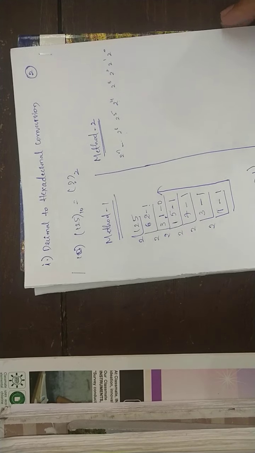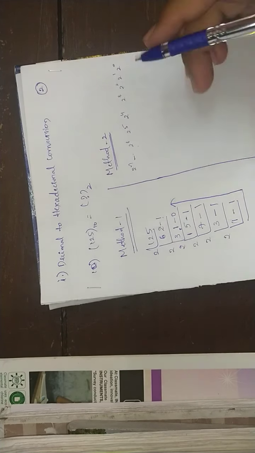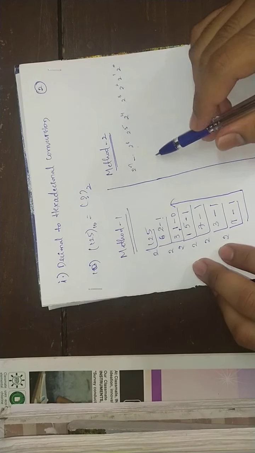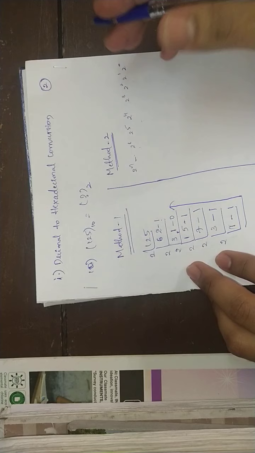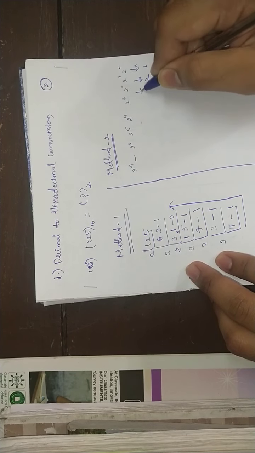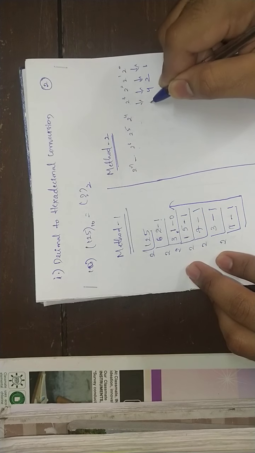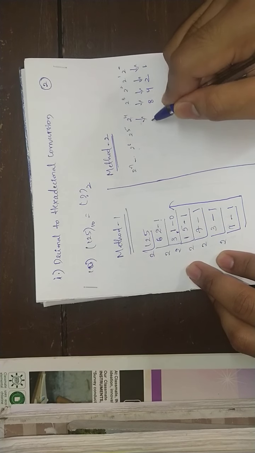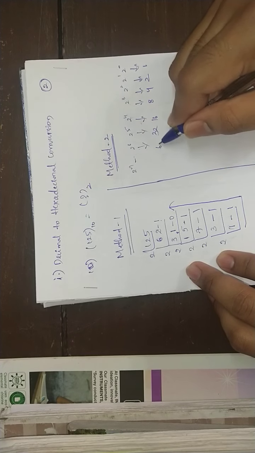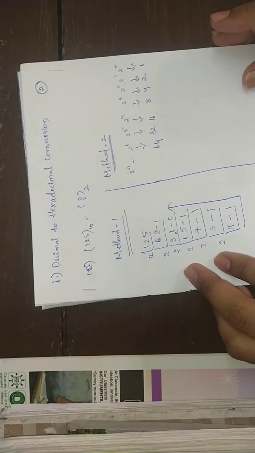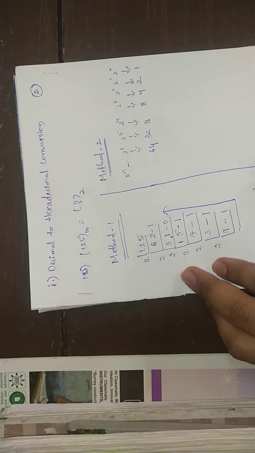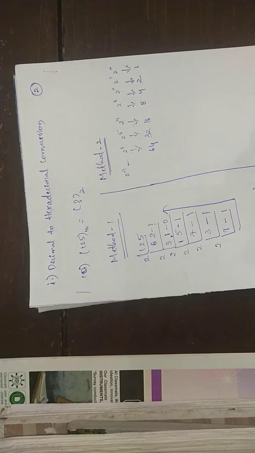And in method 2 I am going to tell you with 2 power 0, 2 power 1, 2 power 2, 2 power 3, and so on up to 2 power n. Here 2 power 0 is 1, 2 power 1 is 2, 2 power 2 is 4, 2 power 3 is 8, 2 power 4 is 16, 2 power 5 is 32, 2 power 6 is 64. We are already done with method 1, that is 1 1 1 1 1 0 1 with base 2.